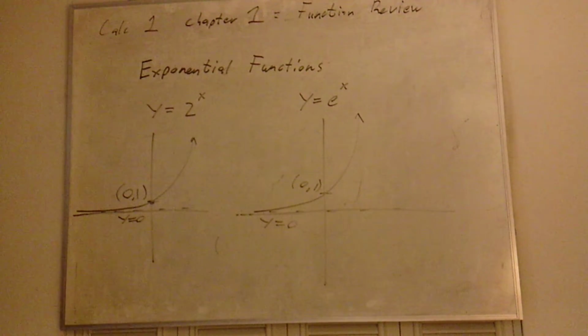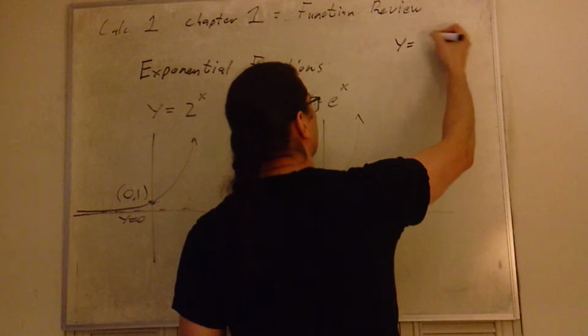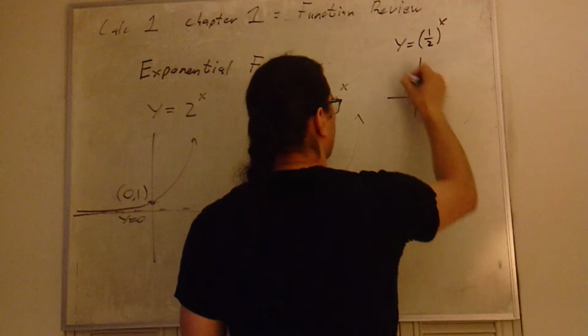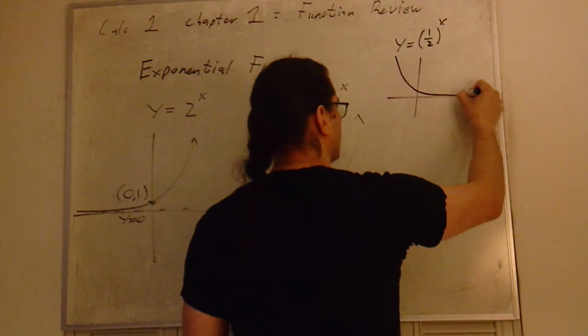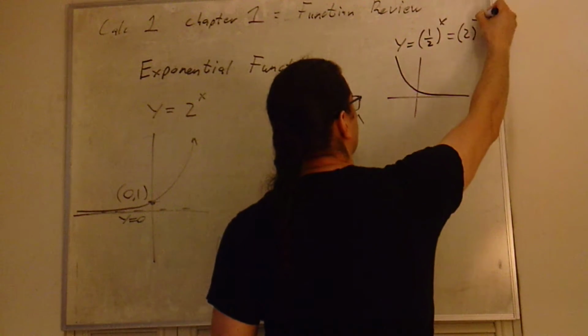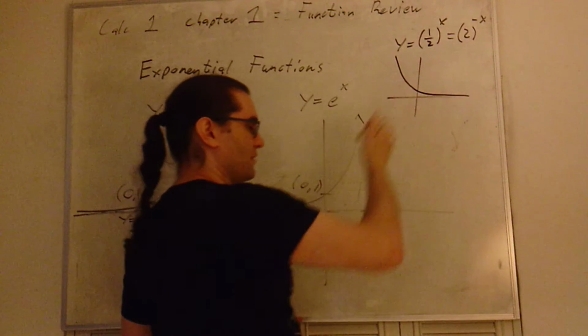You can sort of flip this around backwards if you do a fractional base. So y equals 1/2 to the x has the same shape but goes backwards because that's the same as 2 to the negative x. And putting a negative sign up here flips things back and forth.